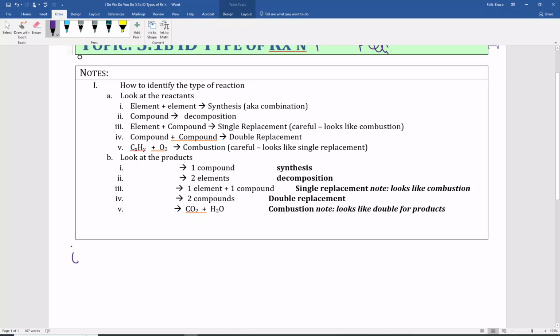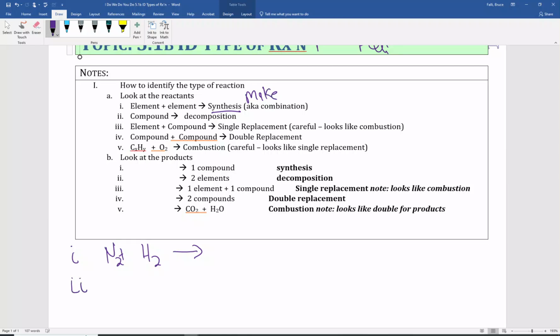So for part 1, if I have an element plus an element, right? So if I have like N2 plus H2, notice the 2's are there because they're diatomic. That would be synthesis. Synthesis means to make. So we're going to make something bigger, right?